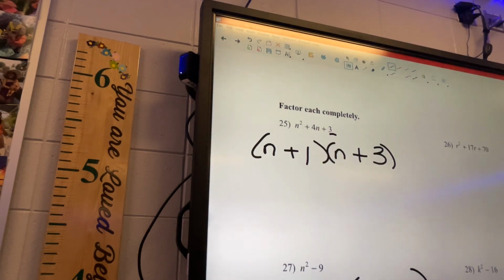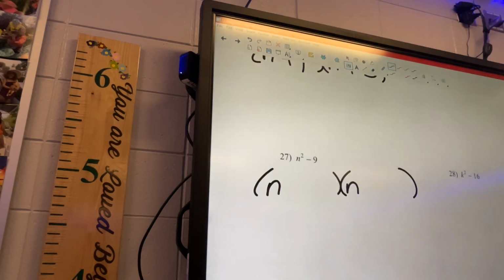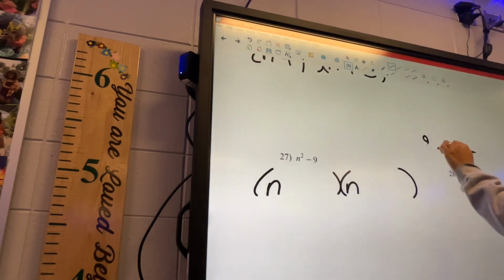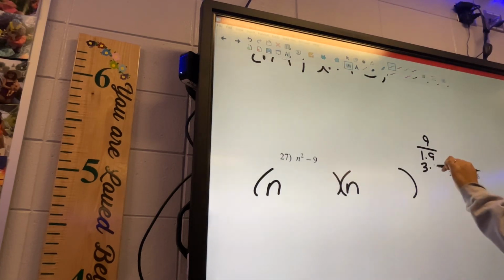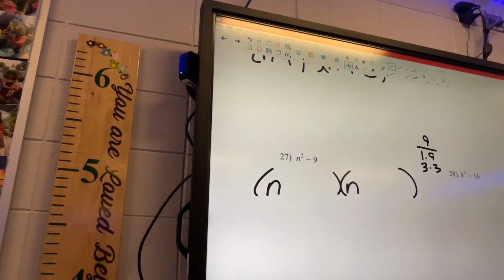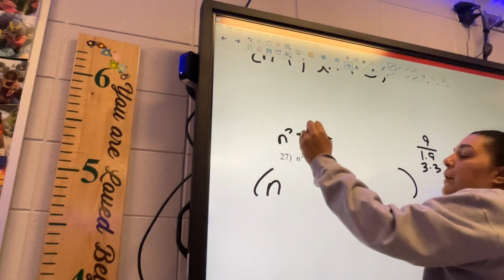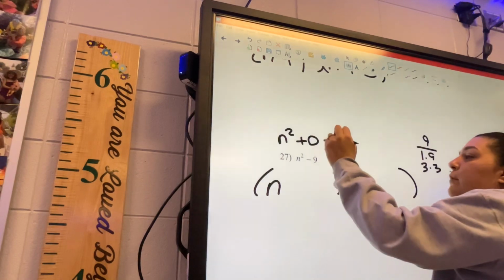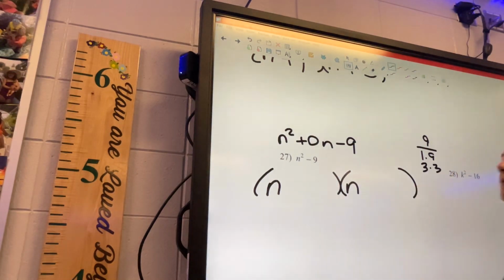Okay? So on this one you would be using the 70. Even if I change the order and said r squared plus 70 plus 17r, we're still going to be using the 70 to make a list. Okay? So it would be 9, and it would be 1 and 9, 3 and 3. I'm trying to get something to add or subtract to give me a 0, because this actually looks like n squared plus 0n minus 9.